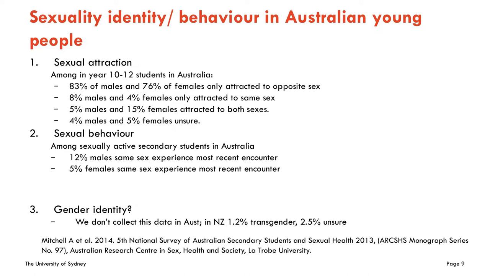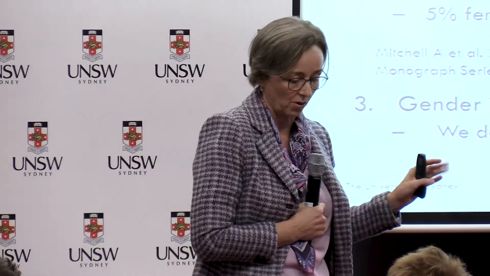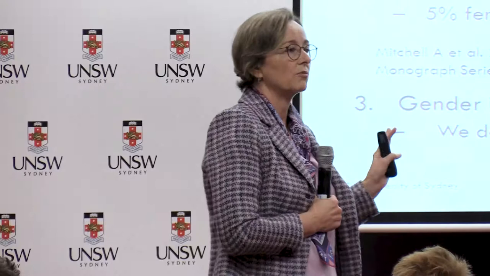I suppose what I'd just say about this is very few of them identify at this age. So these are year 10, 11 and 12 young people. But very few of them have yet identified and articulated that they're gay, at least in the survey. But their experiences and their attraction seems to reflect the adult population. So it is there when they're younger.